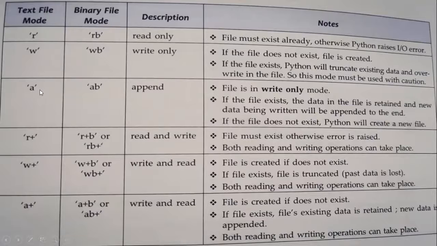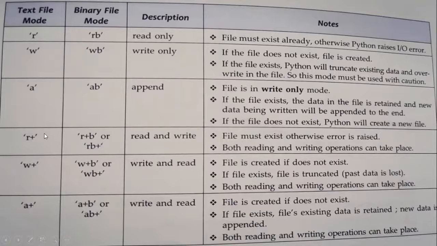a stands for append mode, and if we want to append data in a binary file, we use mode ab. The file is in write only mode. If the file exists, the data in the file is retained and new data being written will be appended to the end. If the file does not exist, Python will create a new file.